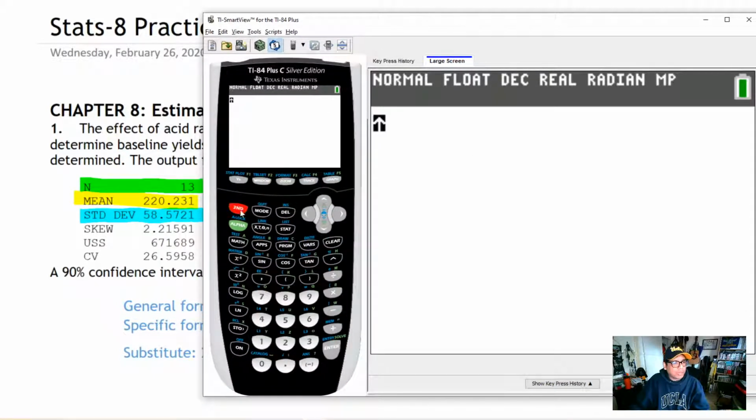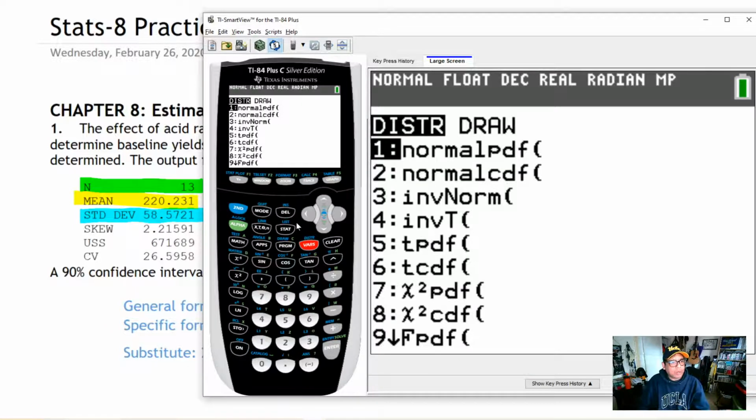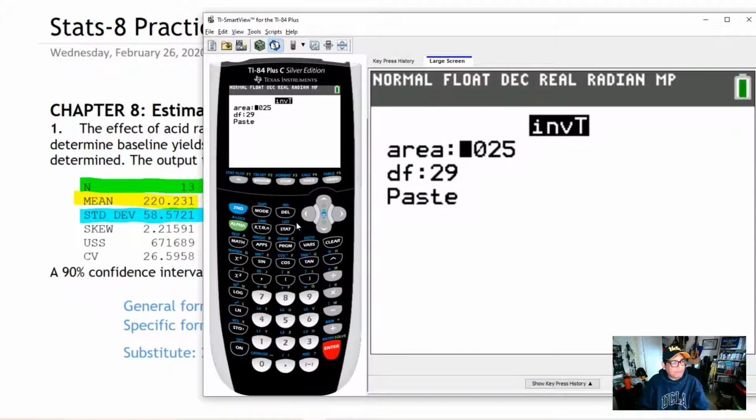In order to get this, we're going to go to distribution, then inverse t. For the area, we're going to have to know the confidence level. I'm taking a peek, and our confidence level is 0.9.